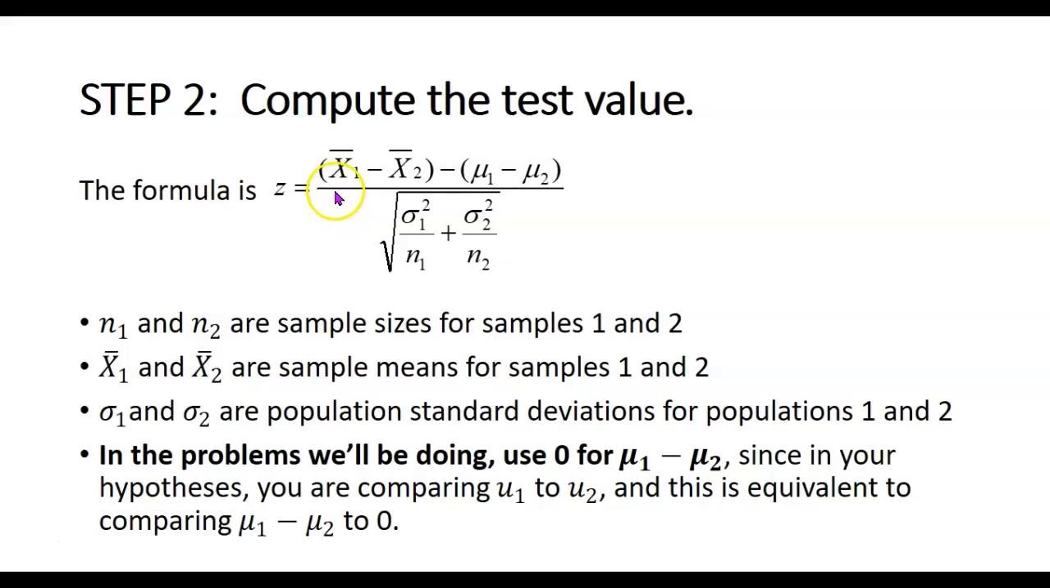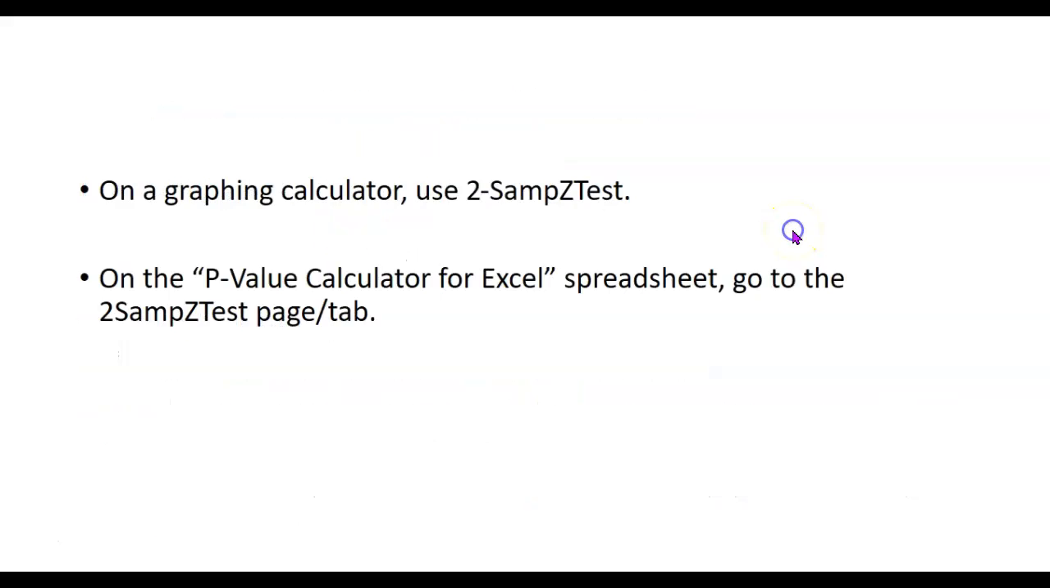So really you're just calculating x bar 1 minus x bar 2 over the square root of sigma 1 squared over n1 plus sigma 2 squared over n2. So if you're doing it yourself, calculating things yourself, this is the formula you would be using. There are other ways of doing it.